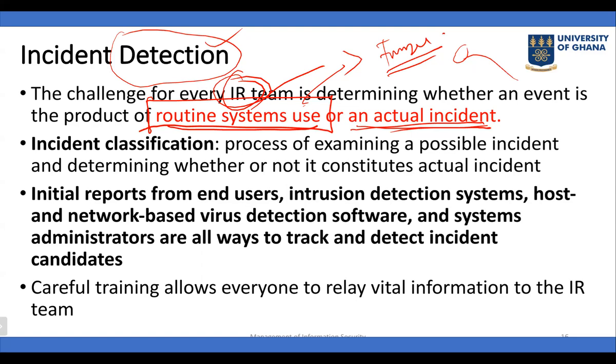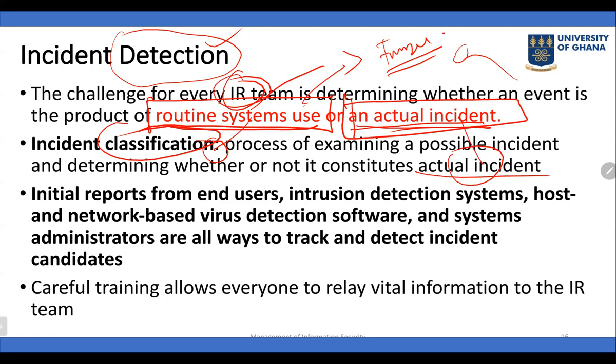If the incident is an actual incident, they now classify what kind of incident it is. They go through the process of determining whether it constitutes an actual incident, or routine system use. Once it's an actual incident, user reports, intrusion detection systems, host and network-based virus detection software, and system administrators are all ways to track and detect incident candidates.